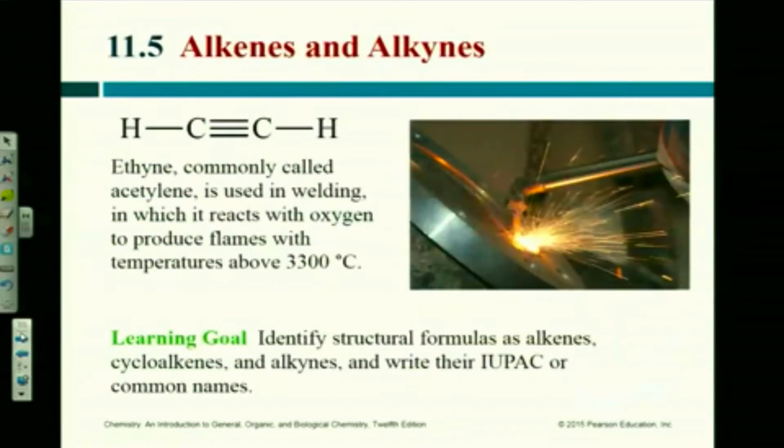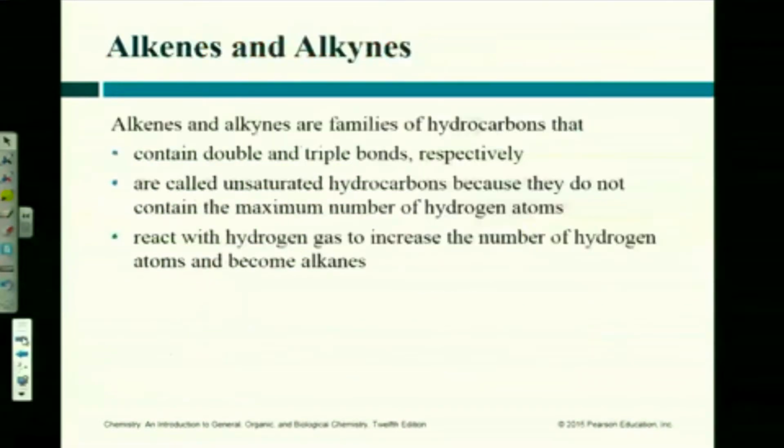Now, the next class of organic molecules, the next most complicated ones, are alkenes and alkynes. They differ from alkanes in that instead of having all single bonds for carbon to carbon, they can have double and even triple bonds for carbon to carbon bonds, okay? So let's talk about alkenes and alkynes.